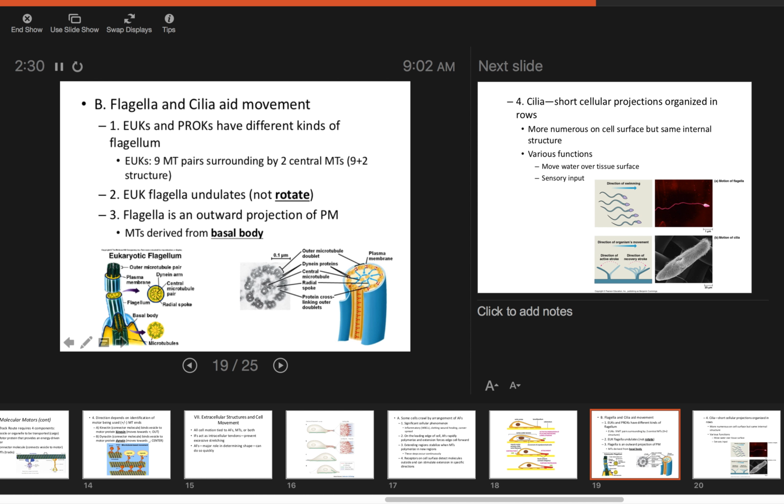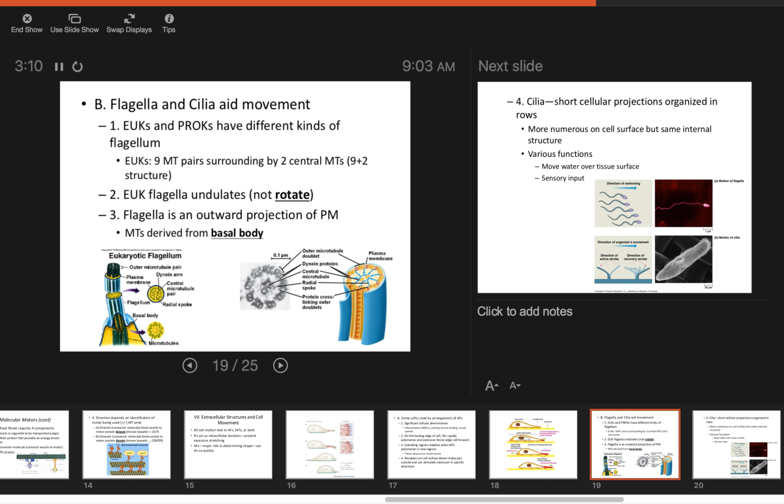Cells can also move by using flagella and cilia. Eukaryotes and prokaryotes have different kinds of flagellum. This is really important. In eukaryotes, the flagellum is arranged in 9 microtubule pairs surrounded by 2 central microtubules, or a 9+2 structure. Here are my 2 center microtubules, and then if I count on the outside: 1, 2, 3, 4, 5, 6, 7, 8, 9. There's 9 pairs. So this is a 9+2 structure for eukaryotic cells. So if you were just given a flagellum cross-section and asked to tell whether it's eukaryotic or prokaryotic, you're looking for a 9+2 arrangement.